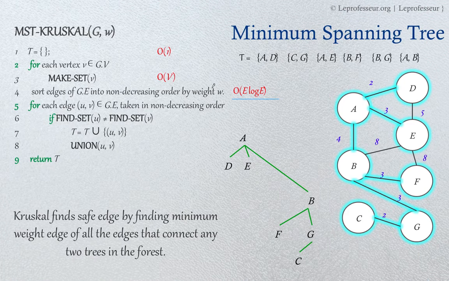Now let's observe a fact that E is less than V squared. Here E is the number of edges, V is the number of vertices in our graph, and we can also say that log E would be in the order of log V. Log of E would be in the order of, or equal to, log of V, or in other words we can say that the overall complexity of this algorithm would be in the order of E times log V.